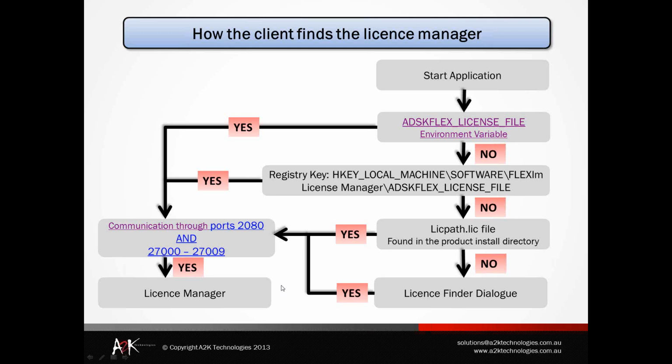So if it communicates successfully through those ports, then obviously it gets to the license manager and the license is obtained. Now, these ports down here, 27,000 through to and including 27,009, basically it searches in order. So if port 27,000 is in use by a different service, then it'll simply move to port 27,001.